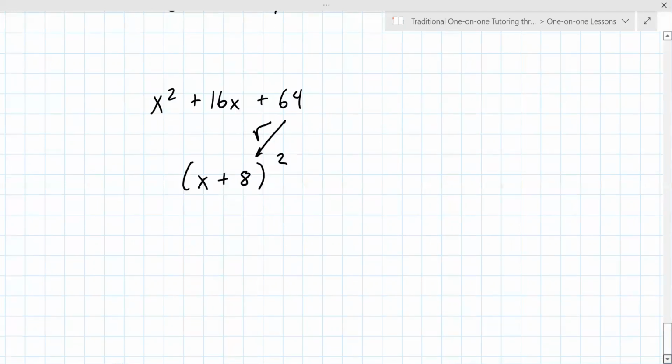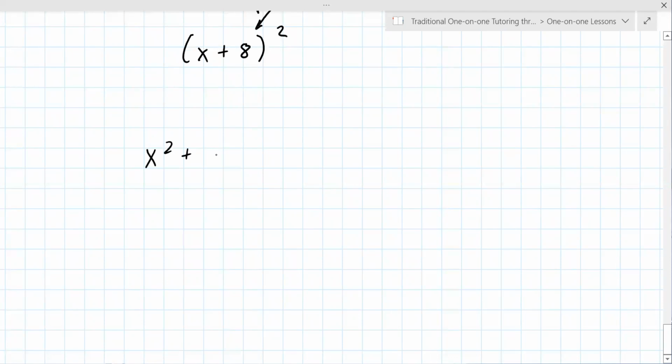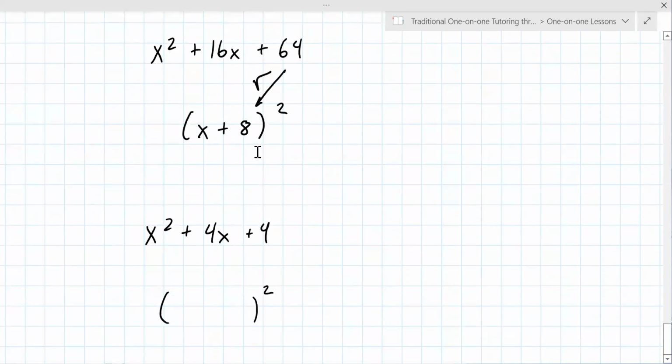All right, let's try another one here. Let's say it's x squared plus 4x plus 4. What does this become? What goes in parentheses here? It would be just x plus 2. Yes. Very good.